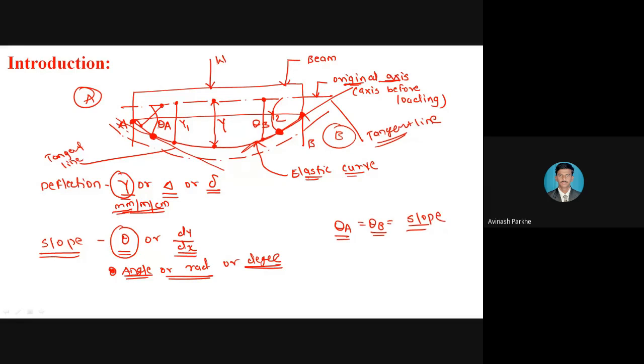म्हणजे ओरिजिनल ऍक्सिस मधला आणि त्या टँजंट पॉइंट मधला जो काय अँगल तुम्हाला मिळतोय त्याच अँगलला आपण काय म्हणतोय? Slope of the beam. So please keep in mind the definition of the deflection. It is the vertical distance between axis of beam before loading and axis of beam after loading.